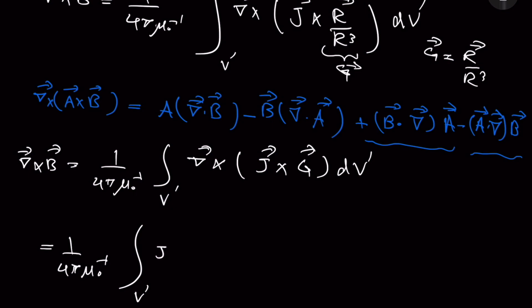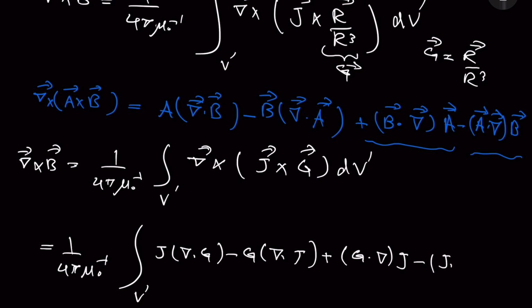This is going to be J divergence of G minus G divergence of J plus G dot nabla J minus J dot nabla G dV. Okay, now these are all vectors.